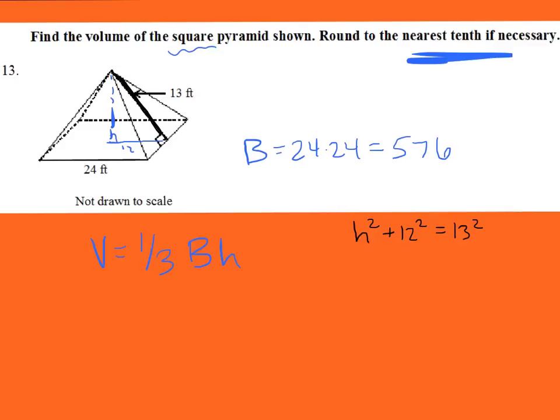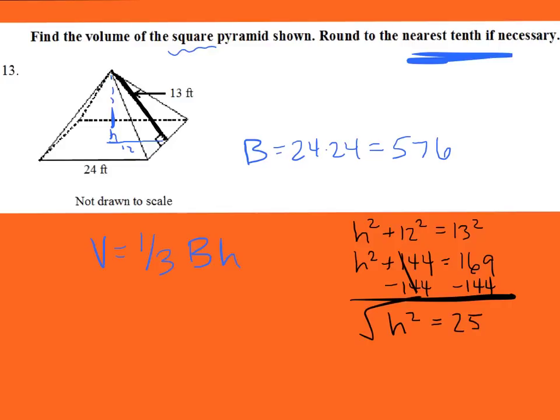So height squared plus 144 equals 169. I'm going to subtract my 144. I get height squared equals 169 minus 144 is 25. Take the square root. Well, look at that. My height's 5. Okay, so I'm going to put that into my picture. That's really helpful. And now I'm just going to plug that into the formula.